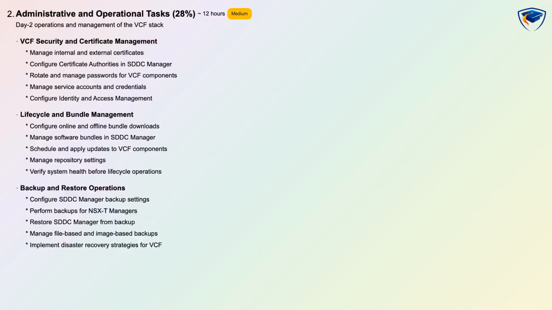Administrative and operational tasks is weighted at 28%, medium difficulty, estimated at 12 hours, and assessed through scenario-based tasks focused on Day 2 operations. You will manage VCF security by handling internal and external certificates, configuring certificate authorities in SDDC Manager, rotating passwords, and configuring identity and access management and service accounts.